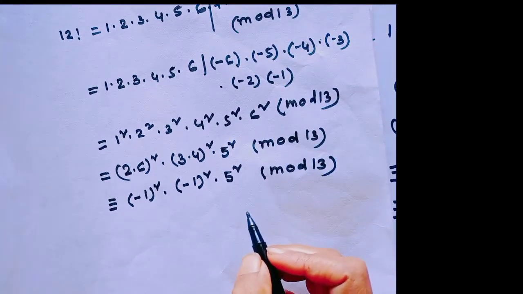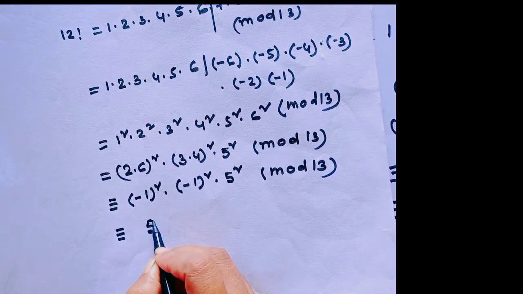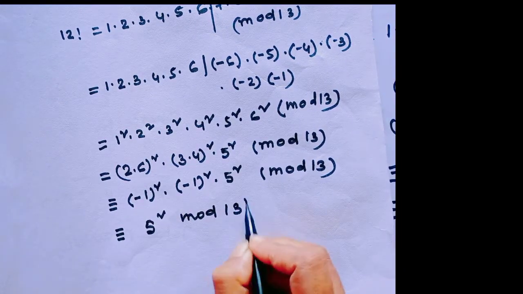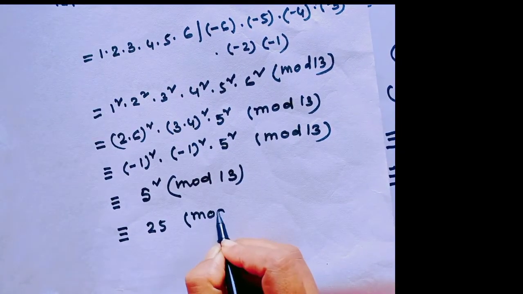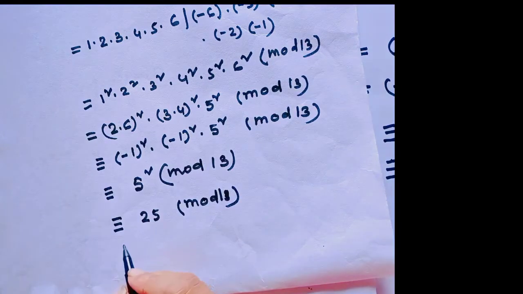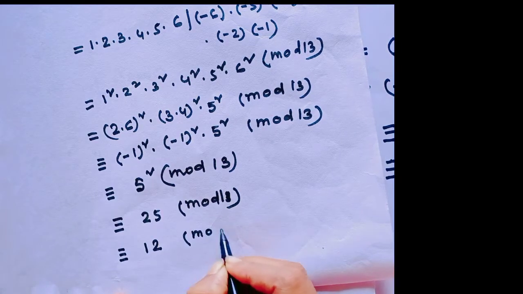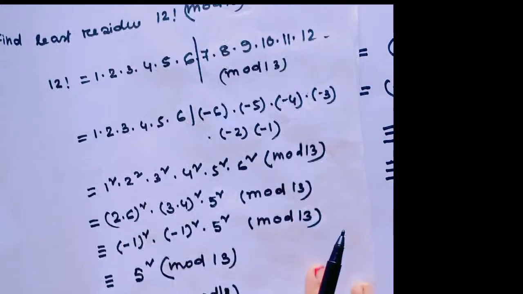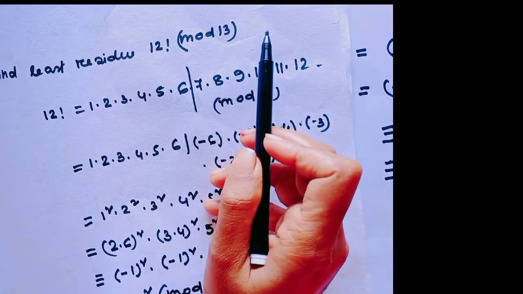Okay, so this is similar: the minus 1 squared terms are 1 modulo 13. This leaves 5 squared, which is 25 modulo 13. With modulo 13, 25 is congruent to 12 modulo 13, and this is the residue value of 12 factorial with modulo 13.